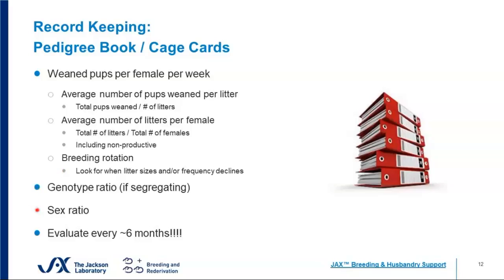You want to monitor the sex ratio to make sure that you're getting close to even males and females. And you want to evaluate this data regularly, at least every 6 months, so that you can then make any adjustments you need in your colony or investigate any issues that arise.